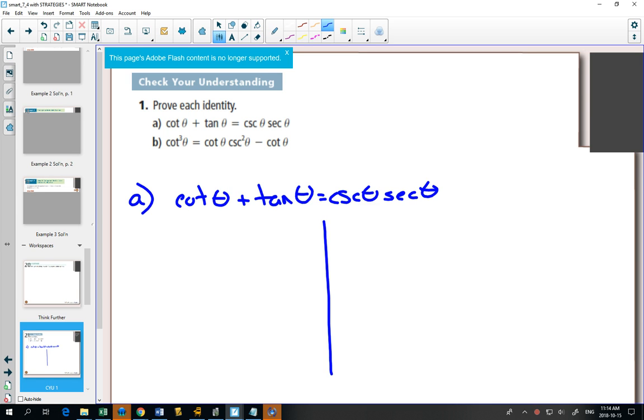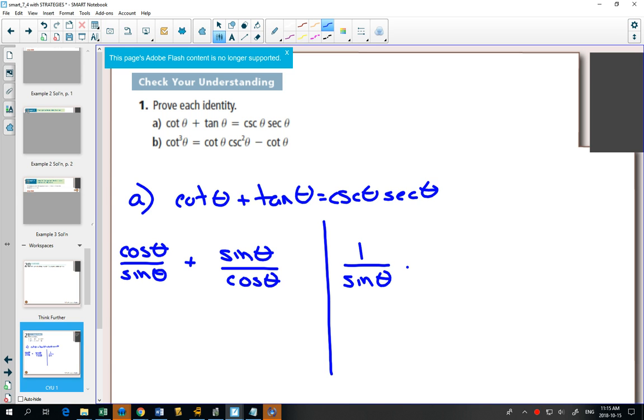So if I change cotangent, can you see that that would be cos theta over sine theta? Plus tangent would be sine theta over cos theta. On this side, cosecant is 1 over sine theta, and secant is 1 over cos theta. After changing everything to sine and cos, I hope you can see that the two sides are not identical yet. Then we use our other main strategy, which is take your fraction skills, write both sides as a single fraction.